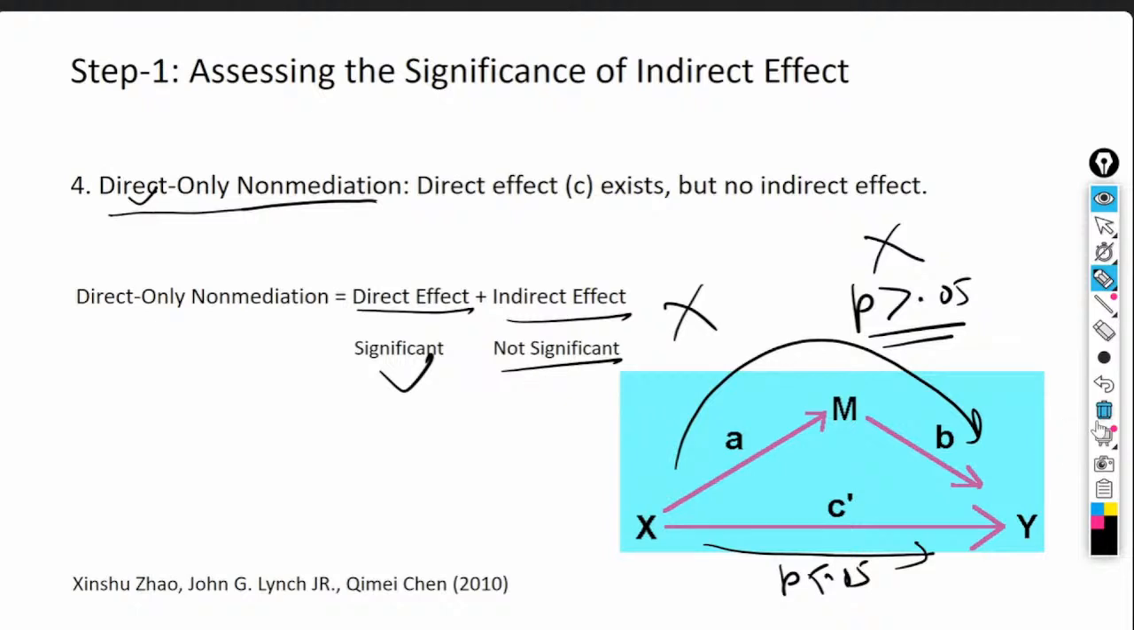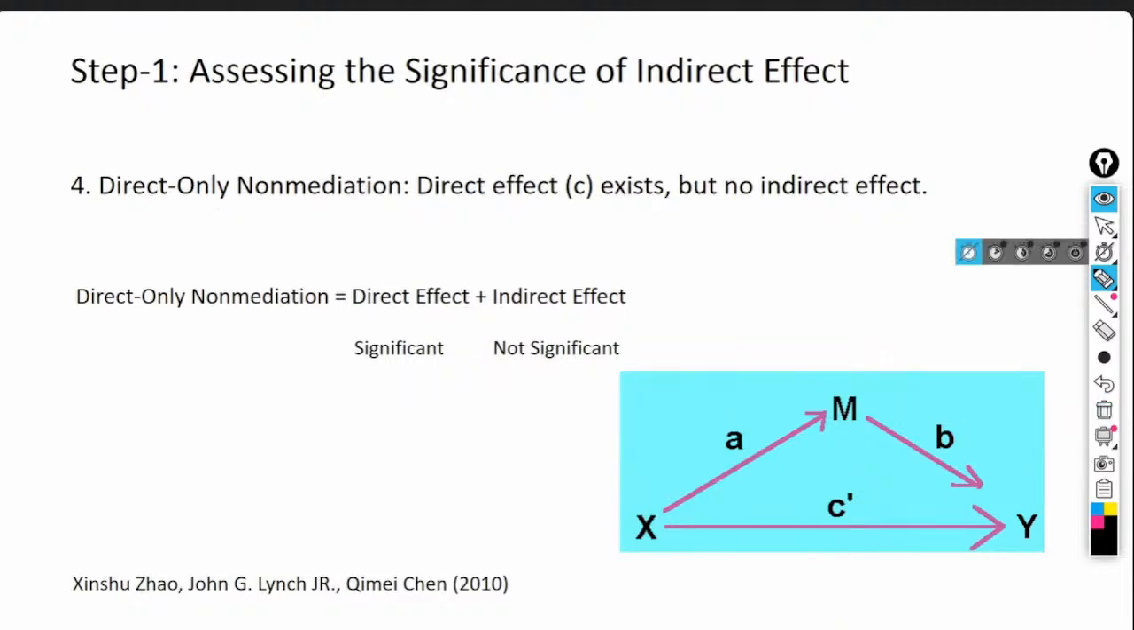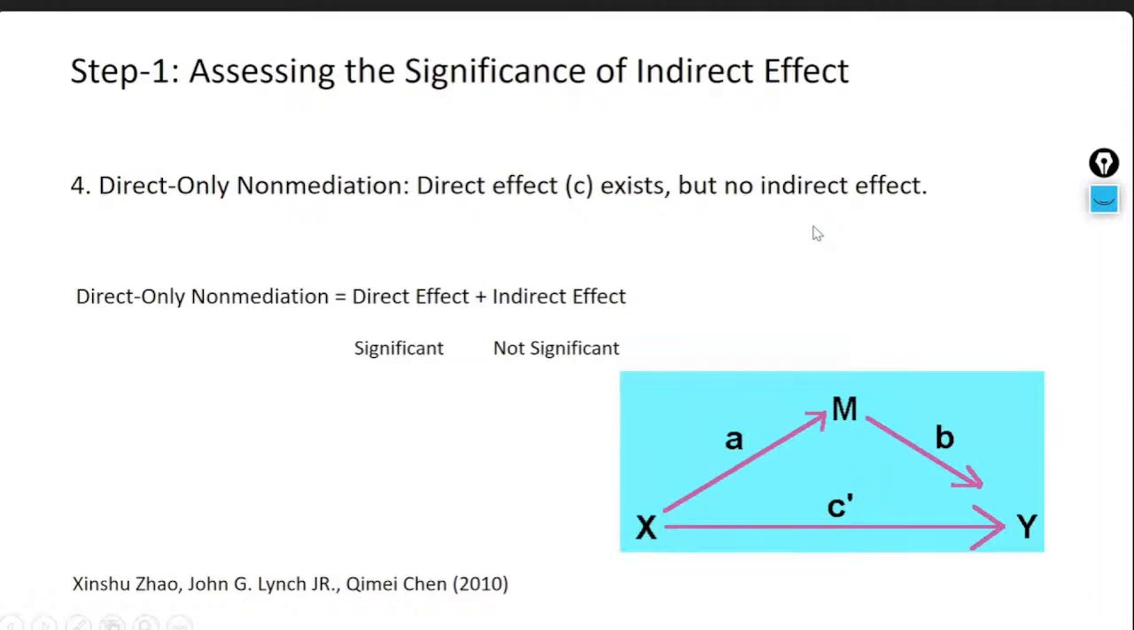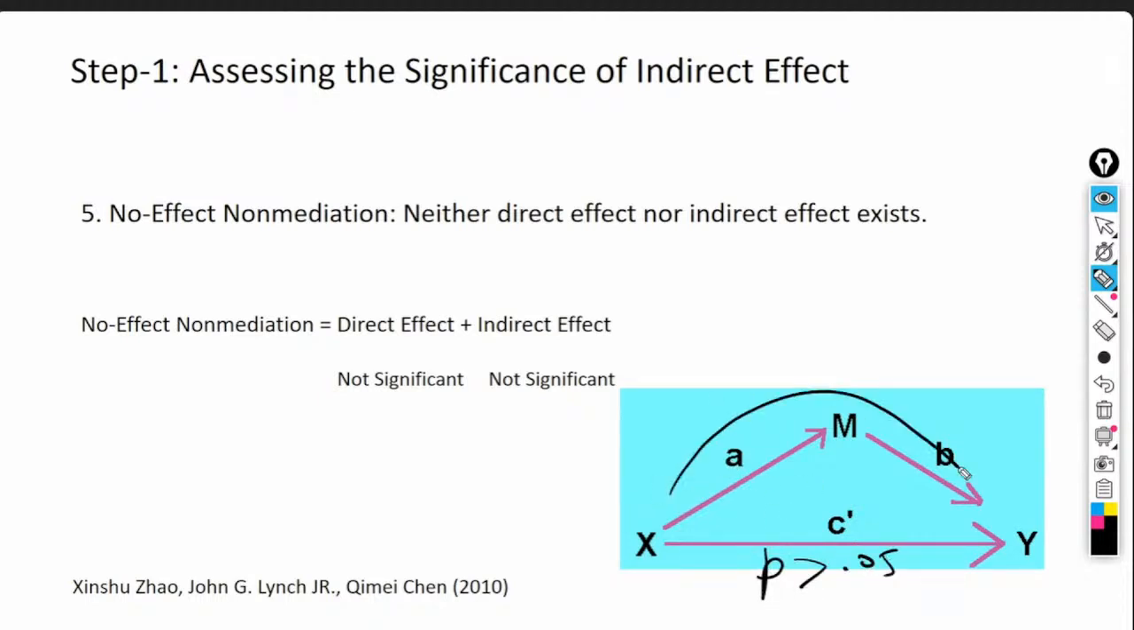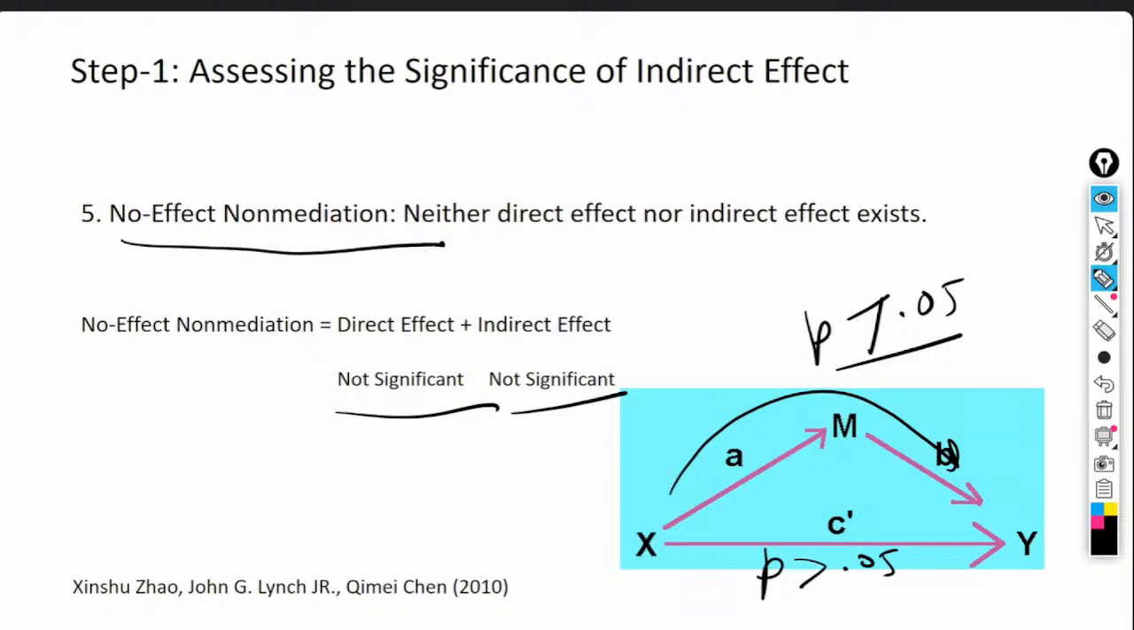There is no mediation. And the next is the fifth condition of Zhao et al. Both are not significant. Neither the direct effect nor the indirect effect is significant. It means no effect, non-mediation.